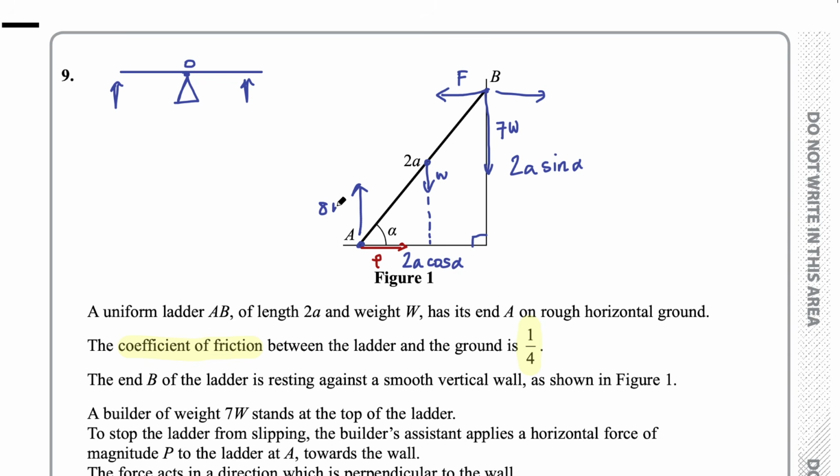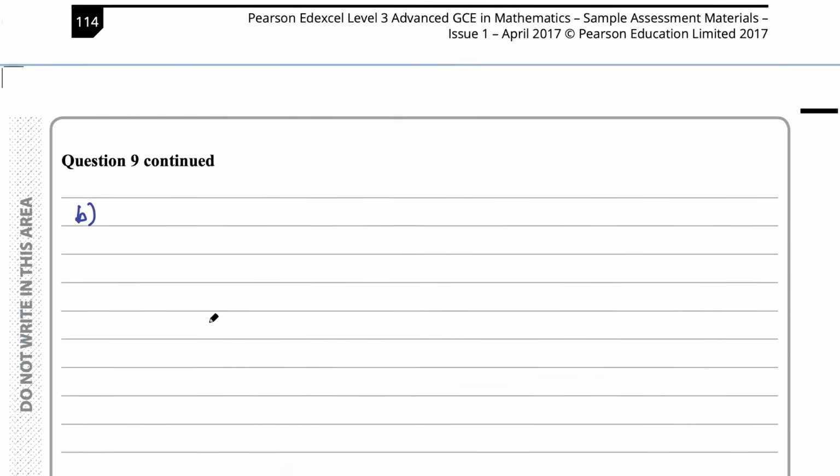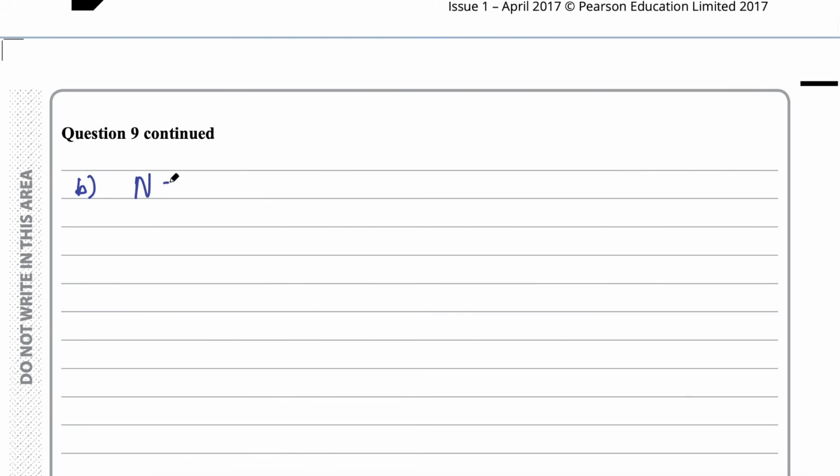So we're going to have a normal force of 8W. That's the first thing we can state. So the normal force is 8W. And what we're going to use to solve this is the fact that the frictional force is equal to the coefficient of friction multiplied by the normal force. This is going to be 1/4 times 8W, which is 2W.